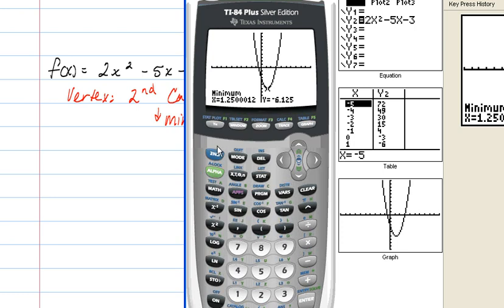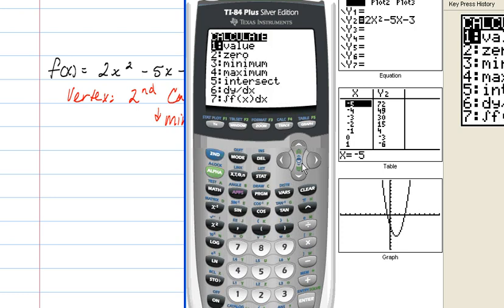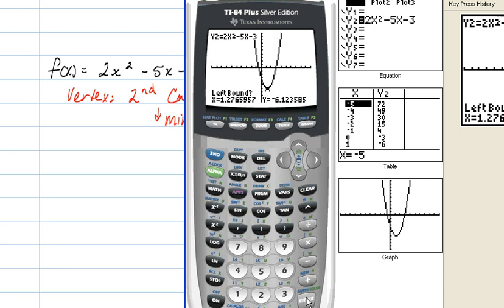Let me show you something. I'm going to go back to the minimum feature, and that's about where I expected it to be. The closer you do your left bound and right bound, the more accurate your answer is going to be. So for my left bound, I'm just going to go 1 to the left and press enter. Then I'm going to pass it up when I think that is and go 1 to the, oops, that's too far. I want to go just a little tiny bit left, a little tiny bit right, and see if I get more accuracy.